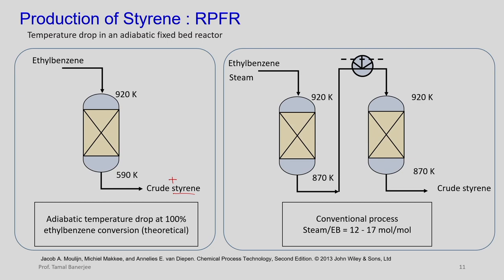So, what we do, we add another reactor. In the first reactor you add ethyl benzene and steam, and the temperature falls from 920 to 870 Kelvin. Then there is some additional external heating from 870 back to 920 Kelvin, and it again goes down to 870 in the second reactor, giving crude styrene. This is the way the commercial process usually goes about. They place two reactors in series so that the temperature does not drop too far. If you consider the thermodynamics, the temperature limit is 590 Kelvin. If you consider kinetics, it is about 64% in a single pass conversion.